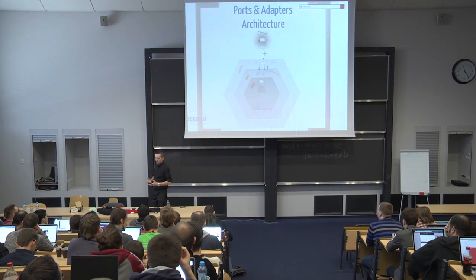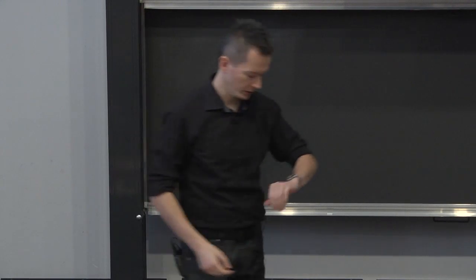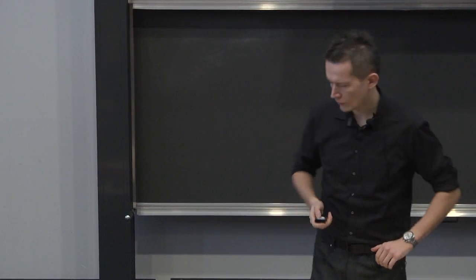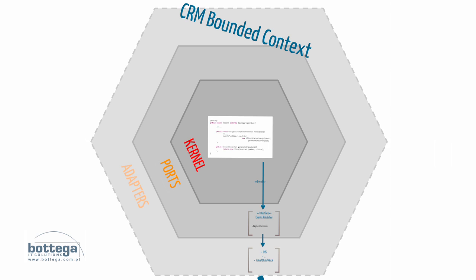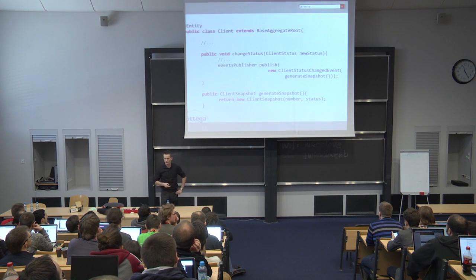Technically, we can think about separated modules of the system. We have modules and we need to integrate modules. So let's look at this sample case. We have client relationship management module, bounded context, also developed using this architecture. And we have a client aggregate. And our aggregate allows us to change status of the client. So we have some business logic, and then we publish event.